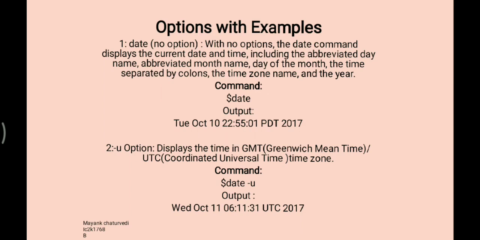Options along with examples for the date command. First one is date with no option. With no option, the date command displays the current date and time, including the abbreviated day name, abbreviated month name, day of the month, the time separated by colons, the time zone name and the year. Second one is the minus u option that will display the time in GMT or the UTC time zone. The command will be $date minus u.